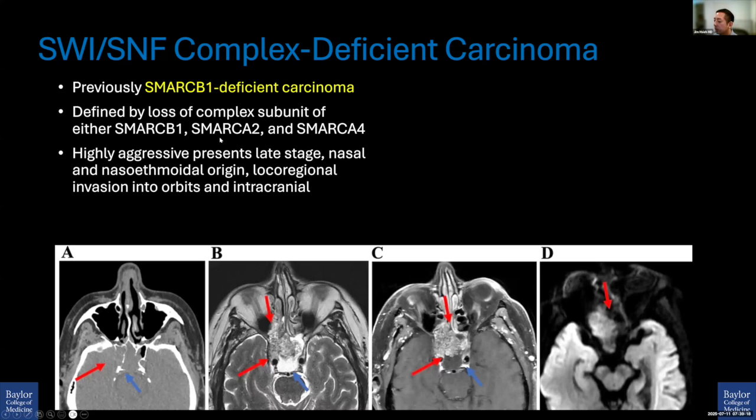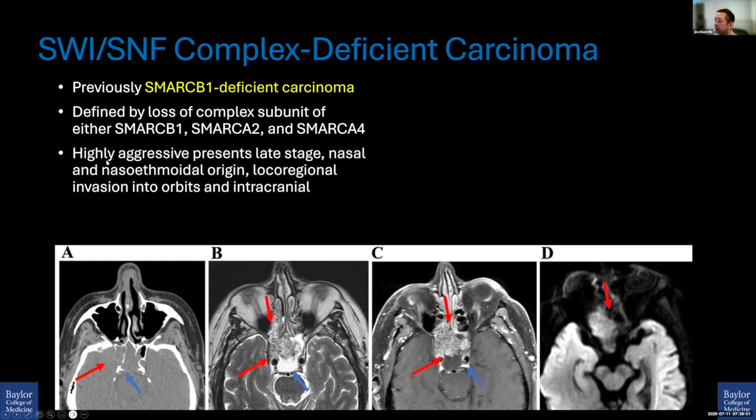This is also another one of the newly described entities, SWI/SNF complex-deficient carcinomas. It was previously described as SMARCB1-deficient carcinoma, but then we found that it can be defined by loss of more than just this. Also SMARCA2, SMARCA4, and so that's why now this is the new name.